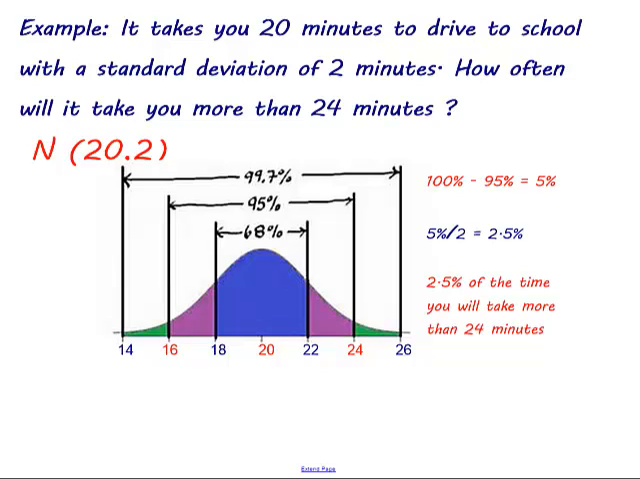Okay, so our mean was 20 minutes with a standard deviation of 2 minutes. So I'm going to draw my bell-shaped curve and label it correctly, starting with my mean of 20 minutes and going out 1 standard deviation, adding 2 minutes and subtracting 2 minutes, and so on. 24 minutes is 2 standard deviations above the mean, right here. Because of the 95% rule, we know that 2.5% of the times will be more than 24 minutes. So 2.5% of the time, it will take you more than 24 minutes to get to school.